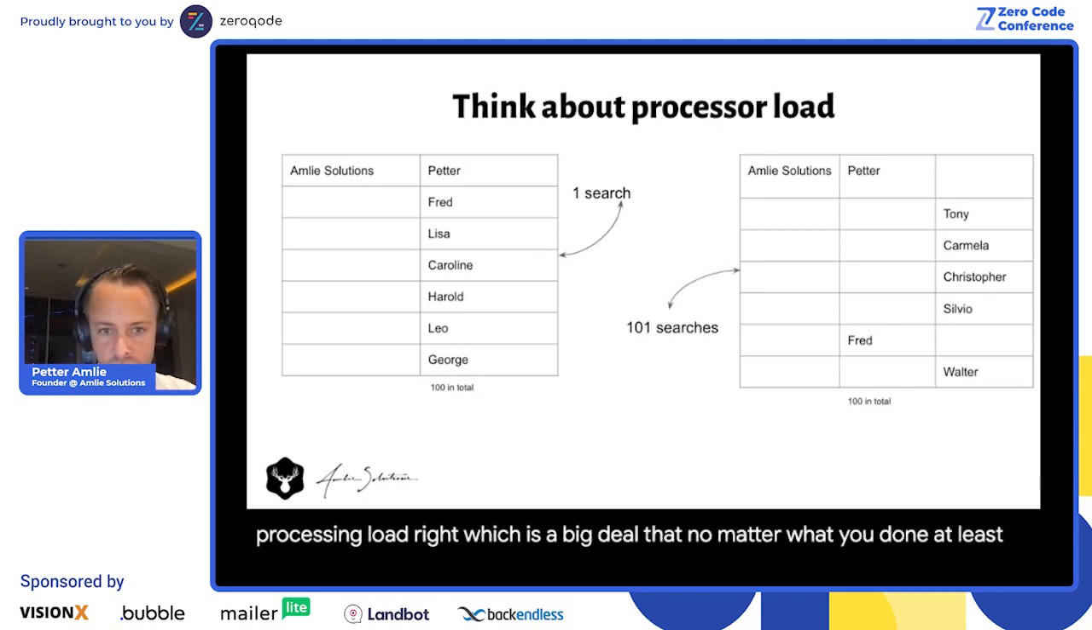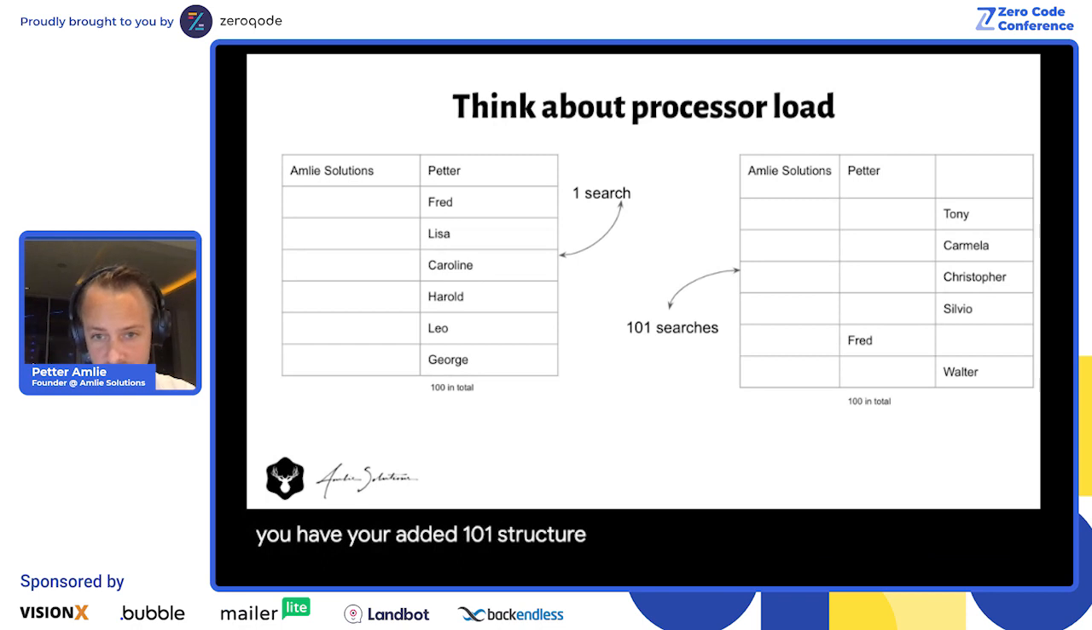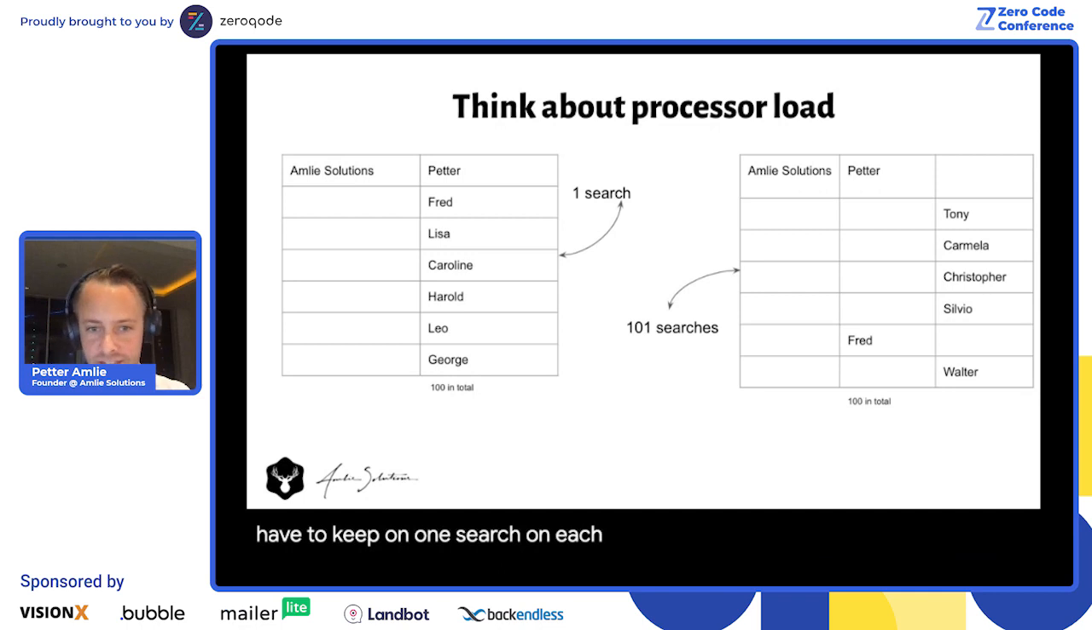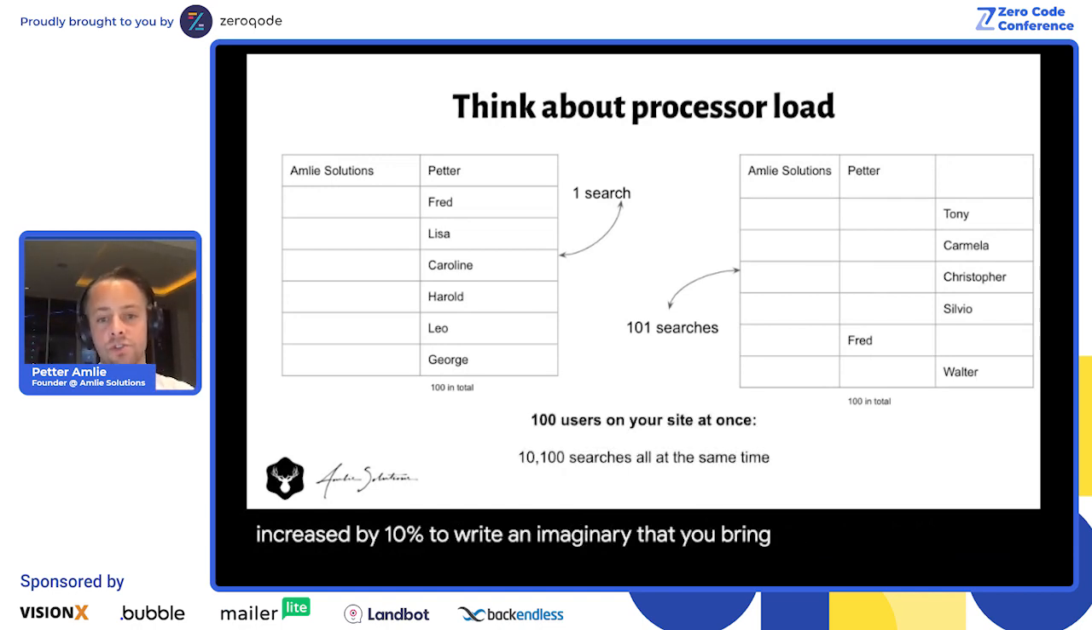Actually, you've added 101 searches to your page just by adding this one extra element, because it has to perform one search to find all these users, and then it has to perform one search on each of these lines to search for the team members. So what you've really done here is just by adding a single extra element, you have increased your server load by 10,000%, which is a big deal, right? And imagine now that you bring 100 users into your site all at once. You're basically asking the server to perform 10,100 searches all at the same time.